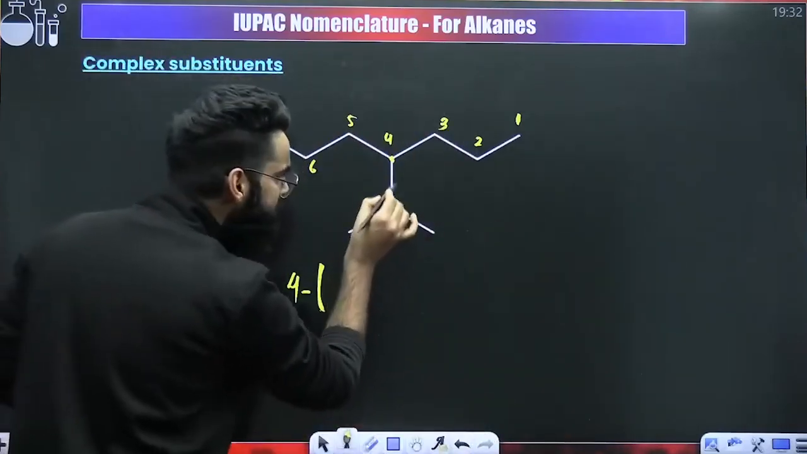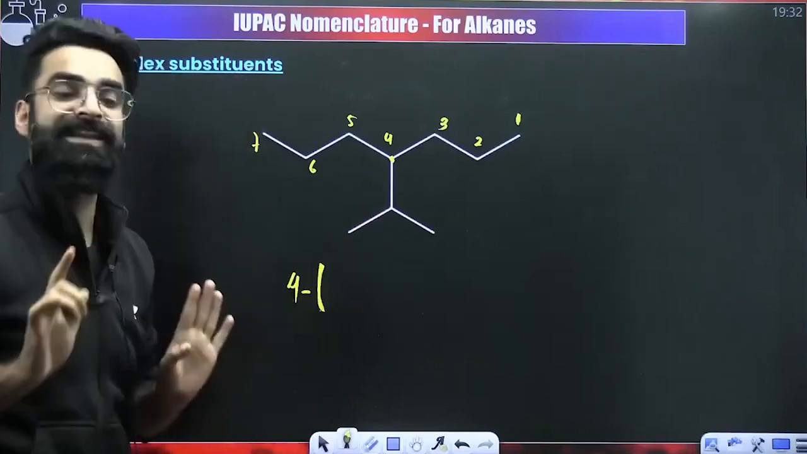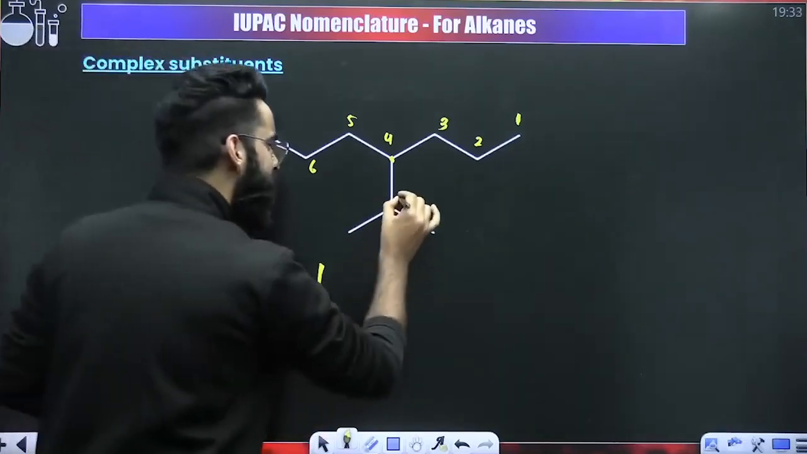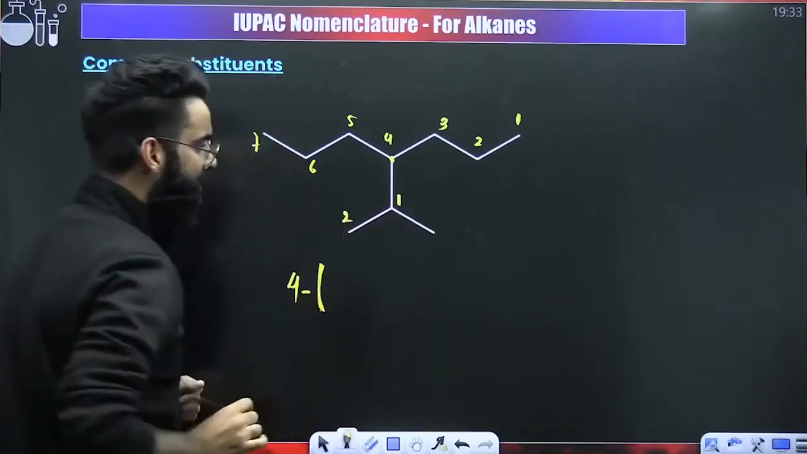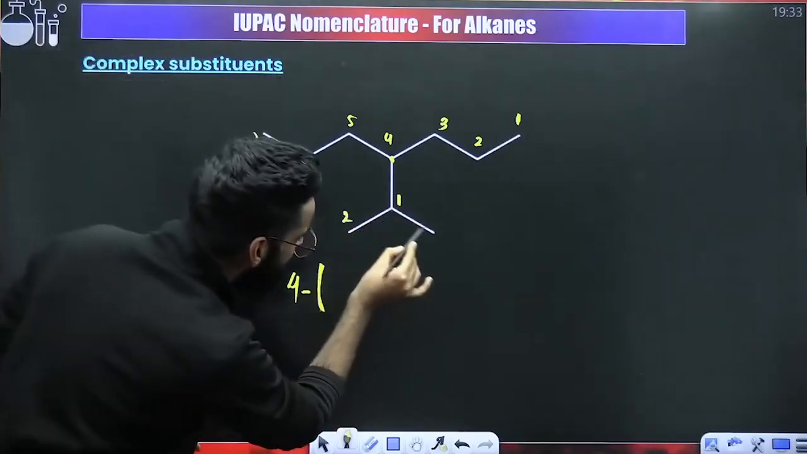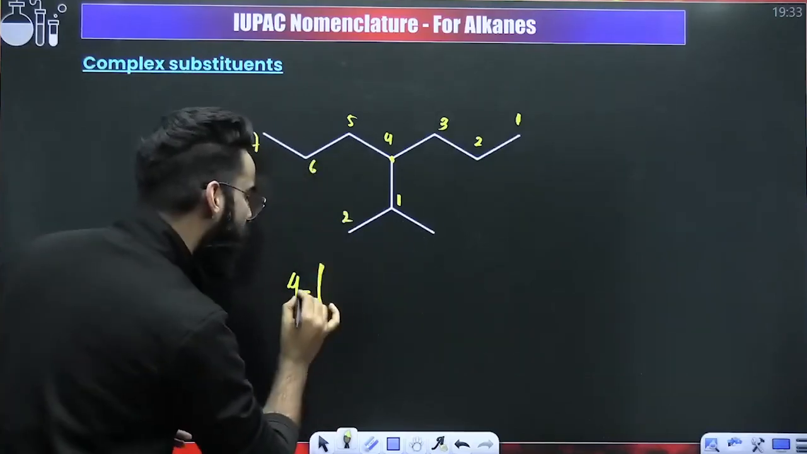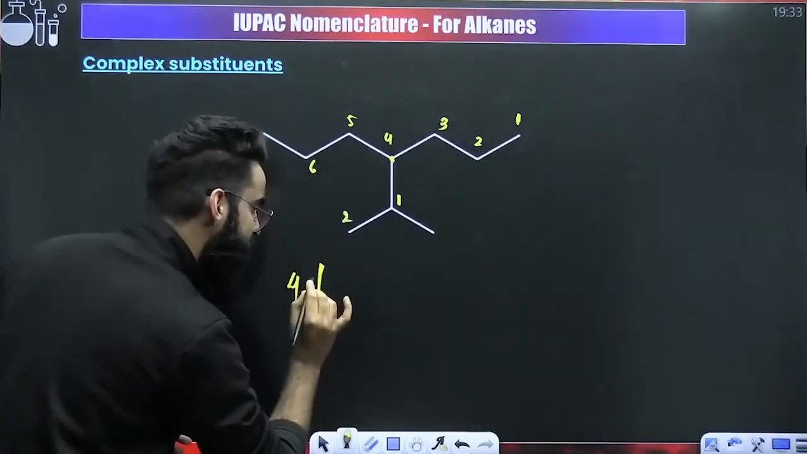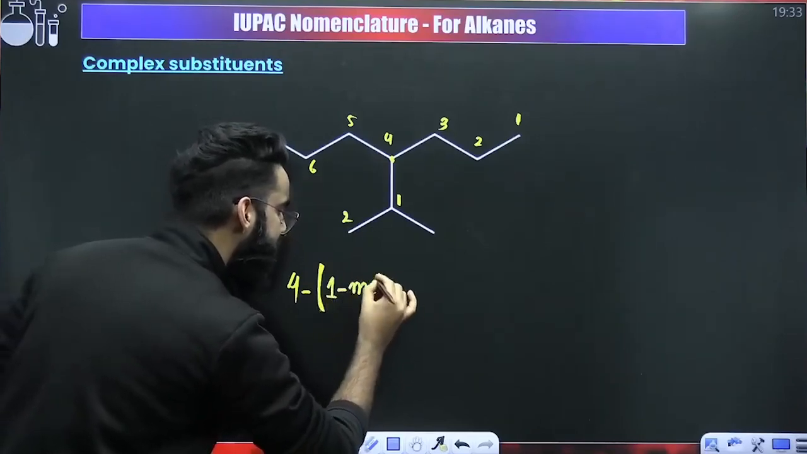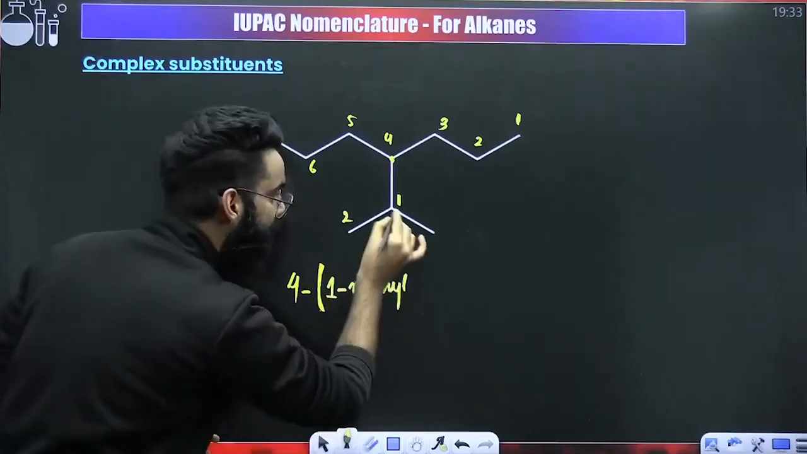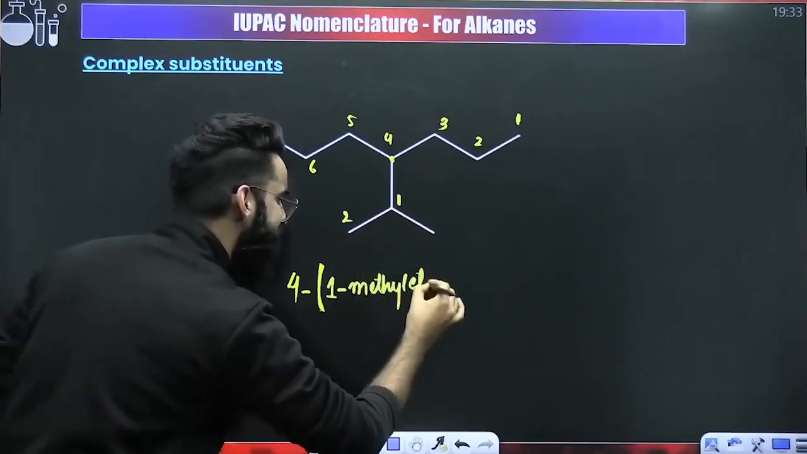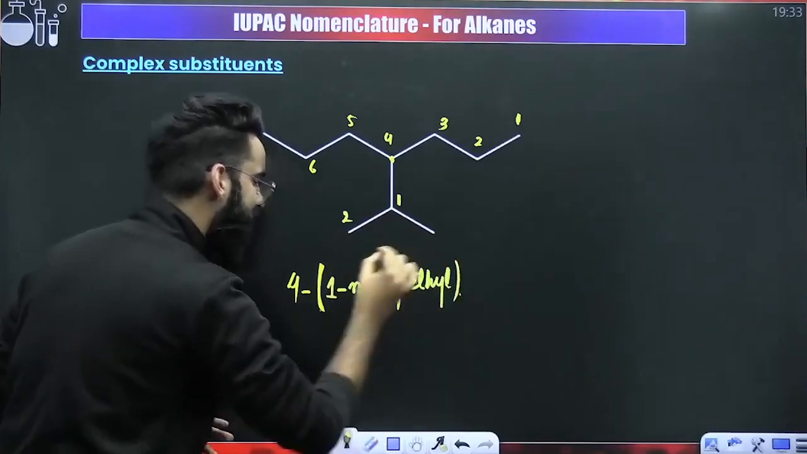My dear students, in the complex substituent, again I'll start the numbering. Let me call this carbon number 1, and this carbon number 2. Now, at this particular carbon, there is a methyl group. So I'll write 4 dash bracket. At carbon number 1, we have got methyl. This is going to be 2 carbon atoms, which means it's going to be ethyl.